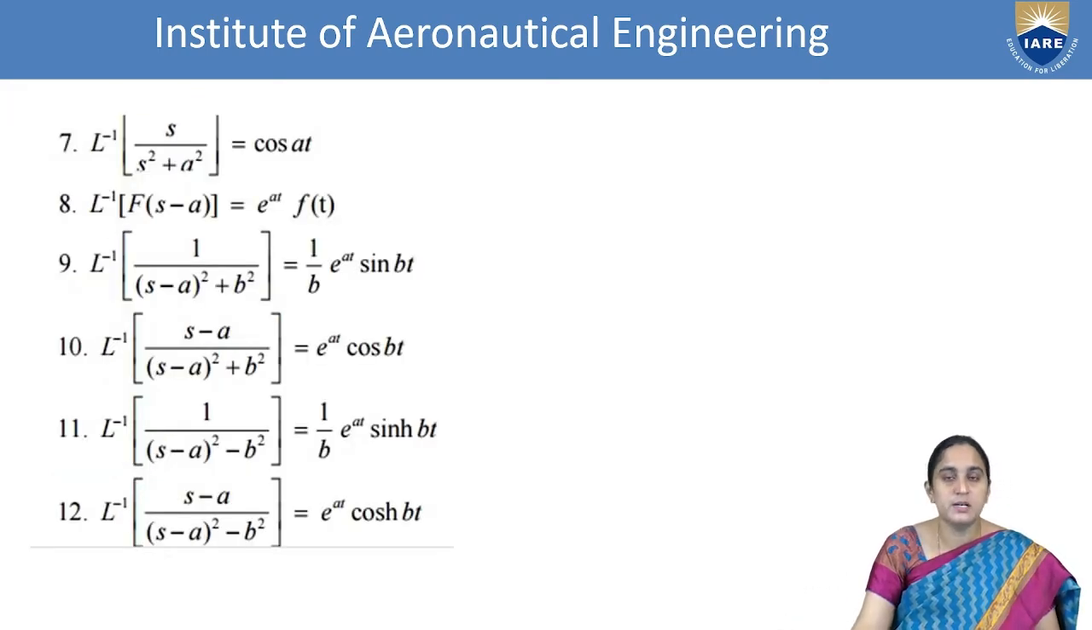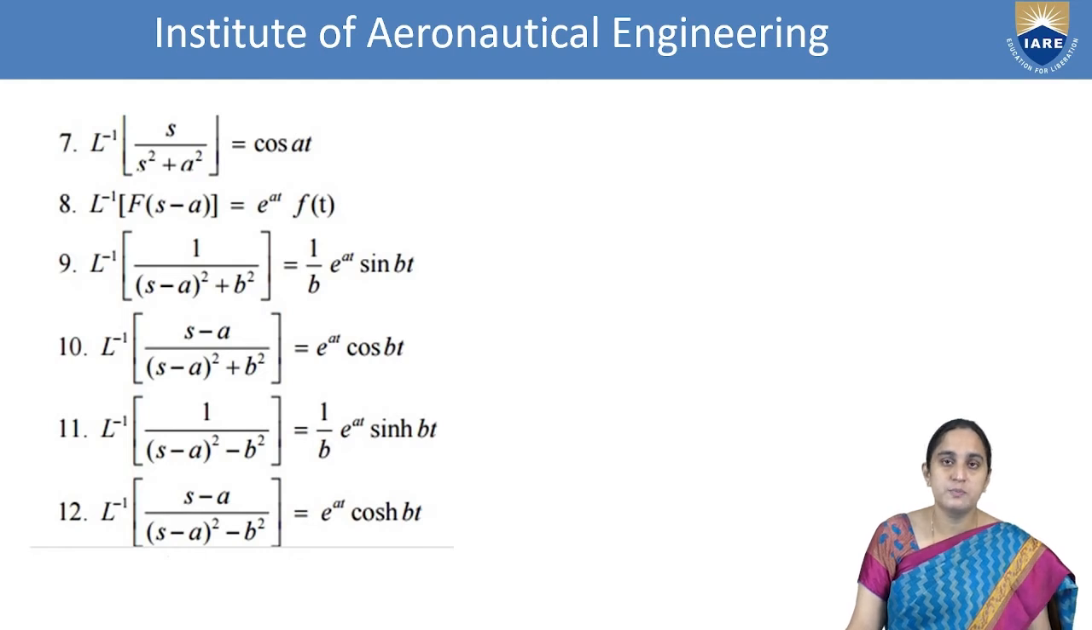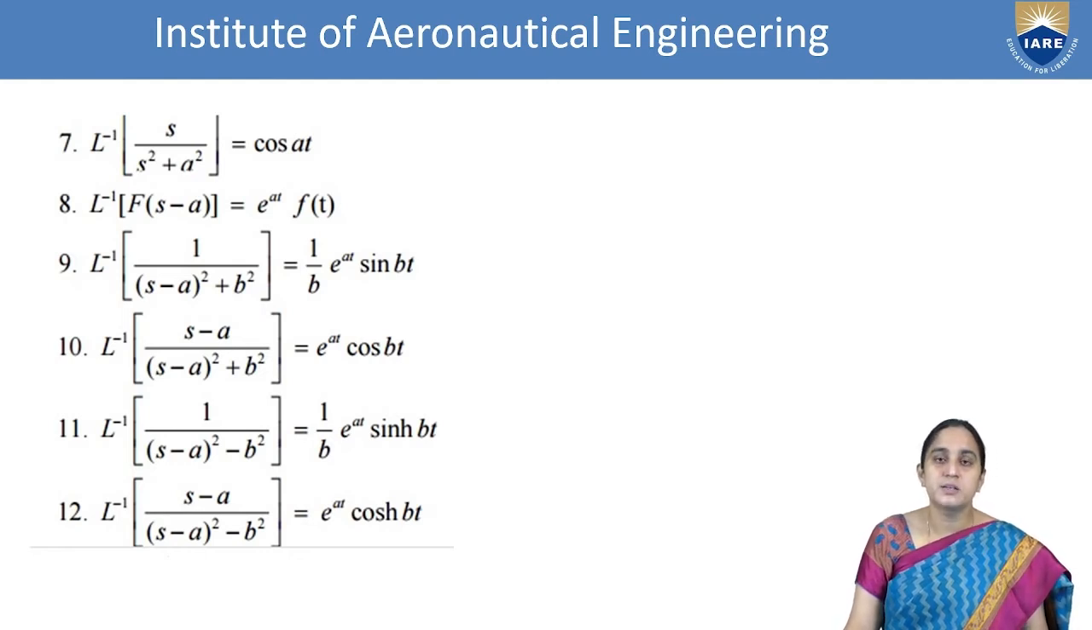And the seventh formula, Laplace inverse of s by s square plus a square is equal to cos at. This is simply the converse of the Laplace transform. There, Laplace of cos at is equal to what? s by s square plus a square. Here, Laplace inverse of s by s square plus a square is equal to cos at.